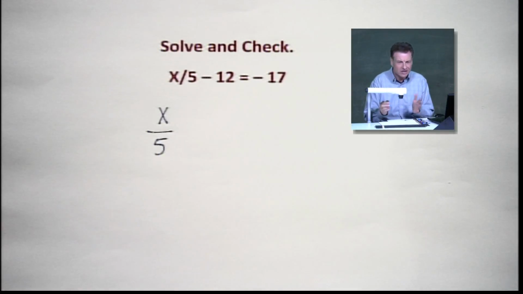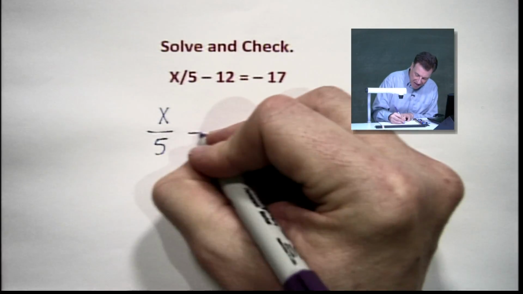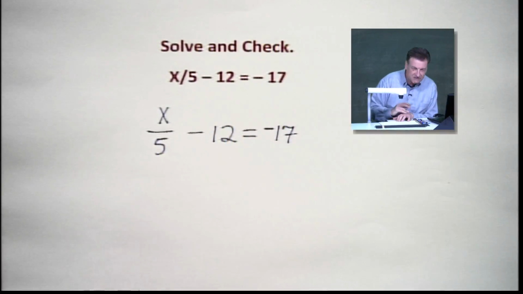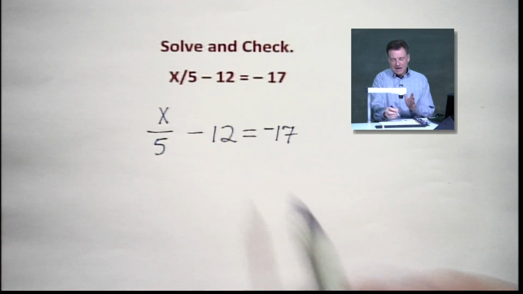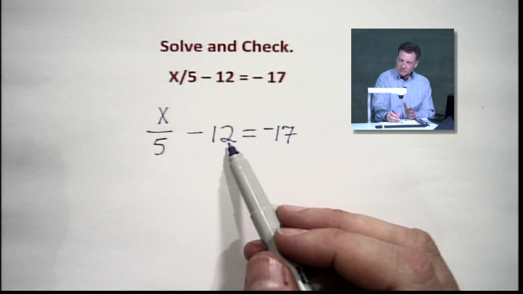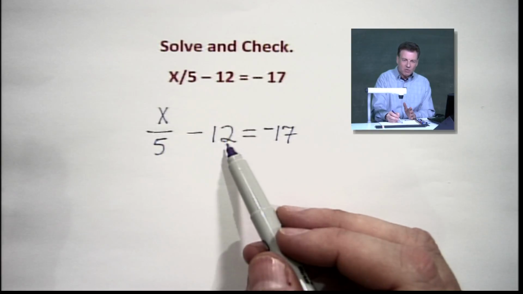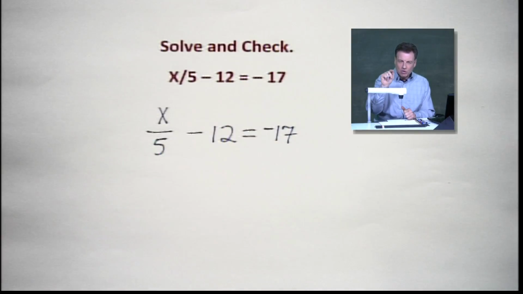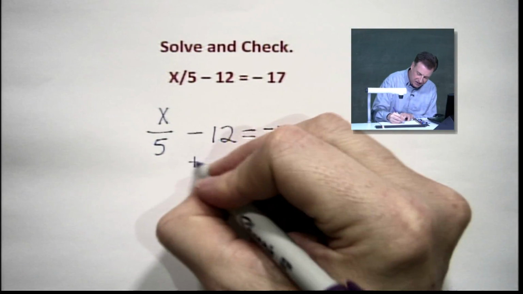That sounds a little weird. So we'll just say here we got x divided by 5 minus 12 equals negative 17. This time we have a minus 12. That's the first time we popped one of those up there today. But what we've got to do in order to get rid of a minus 12, guess what? We do the opposite operation, which means we're going to add 12.